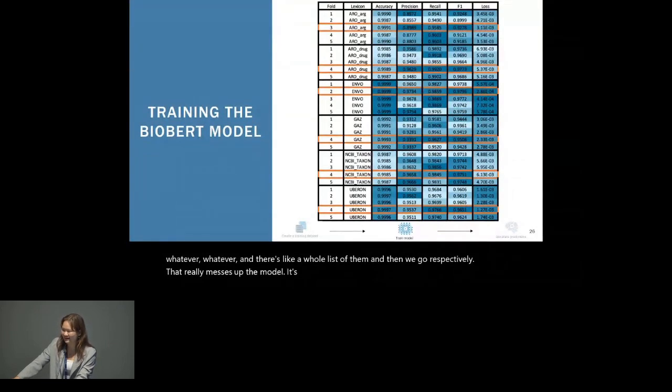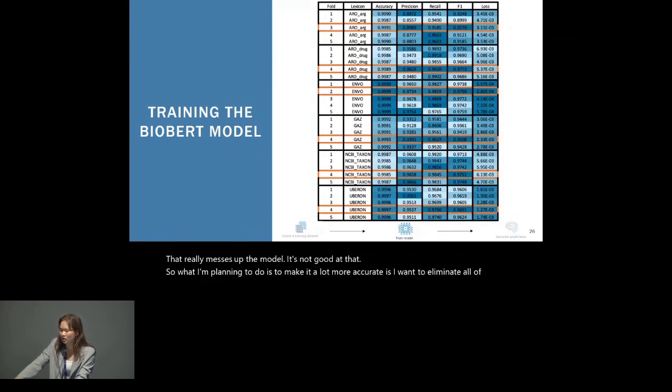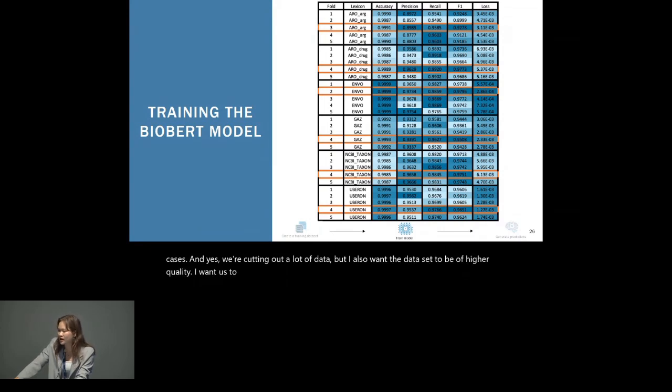It's not good at that. So what I'm planning to do to make it a lot more accurate is to eliminate all of those cases. And yes, we're cutting out a lot of data, but I also want the data set to be of higher quality. I want us to trust the robustness of what my model's extracting. I'd say that, as well as sentences where people are saying there was lower resistance reported. Lower resistance still means that there's resistance, but the model will misinterpret that. Thanks.